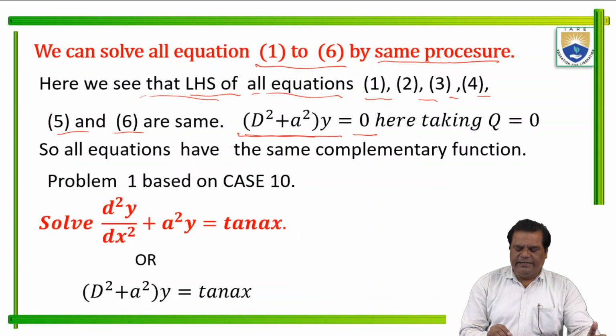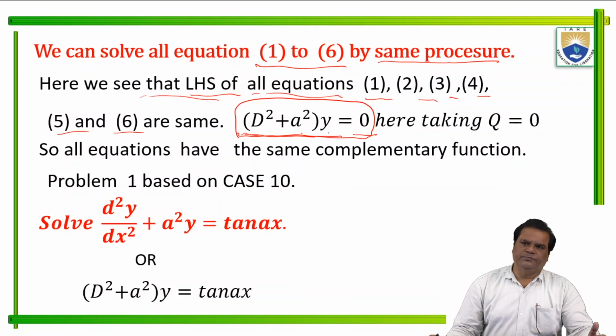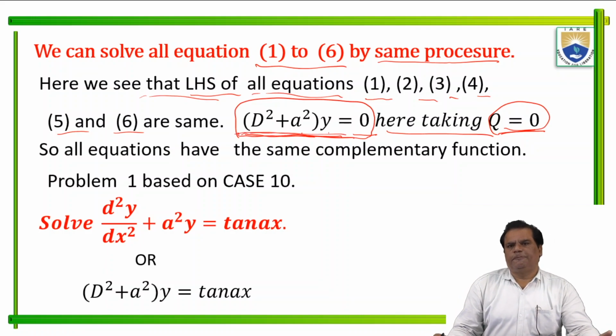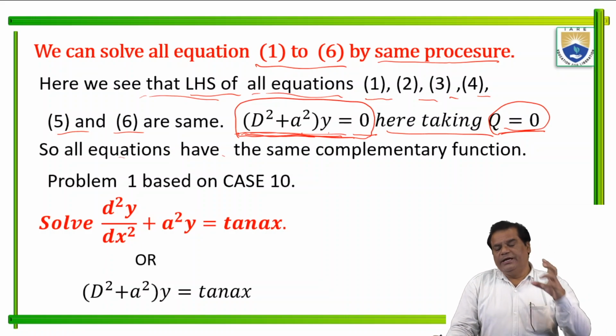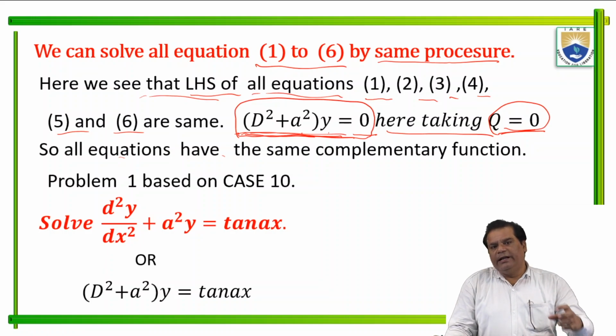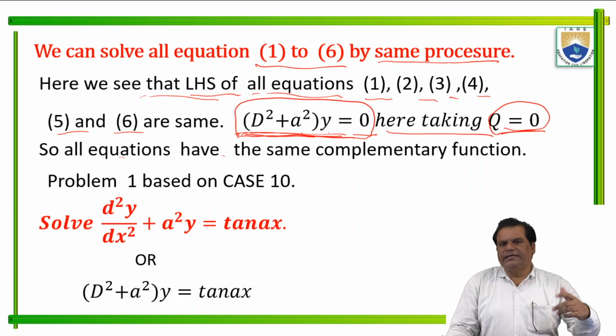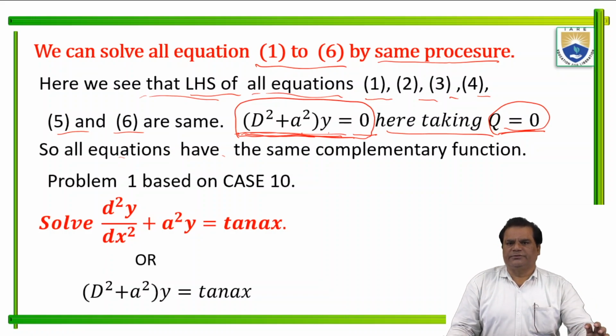So what is the left hand side? The left hand side is D square plus A square, Y equal to 0. Here we take Q equal to 0. After taking Q equal to 0, in each equation we get the left hand side D square plus A square, Y equal to 0. So all equations have the same complementary function if we take Q equal to 0, and the left hand side is the same for all equations. So we can say that the complementary function is the same for all equations.